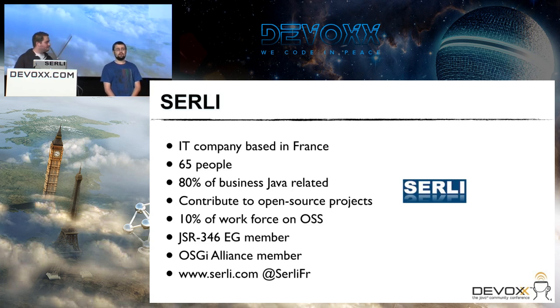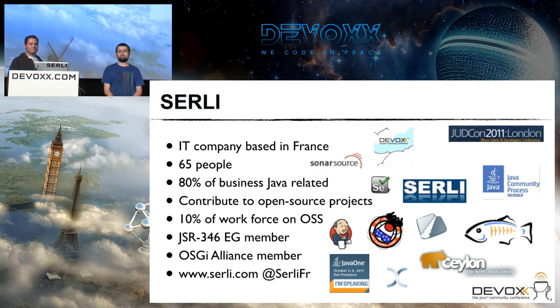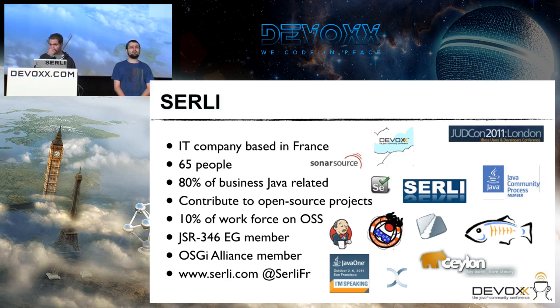So CDI is a small IT company from France, near Poitiers, if you know it. We are about 65 people, and we work mostly for Java-based projects. And one specificity of CDI is that we contribute to many open source projects, like Glassfish, CDI, or Weld.